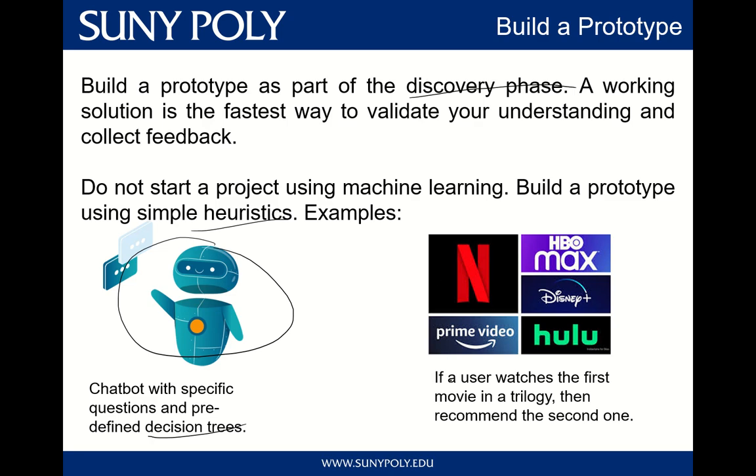Similarly, in another example, imagine that we're trying to develop a recommender system. So a rule here would be, okay, if a user watches, let's say, the first movie in a trilogy, then the recommendation will be the second movie, which makes sense, right? That's a basic rule. So you can, again, create some heuristics or business rules to test or to compare with the solution that you're going to propose.